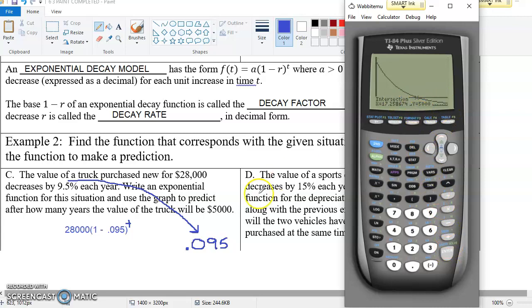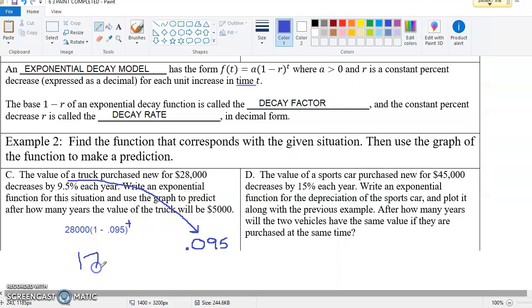In our car example, my car depreciated very quickly. Trucks usually don't depreciate quite as quickly, but they still do go down in value. So here you go, after 17 years. 17.26 years. Okay, there you go. That was when the value of the truck was $5,000.